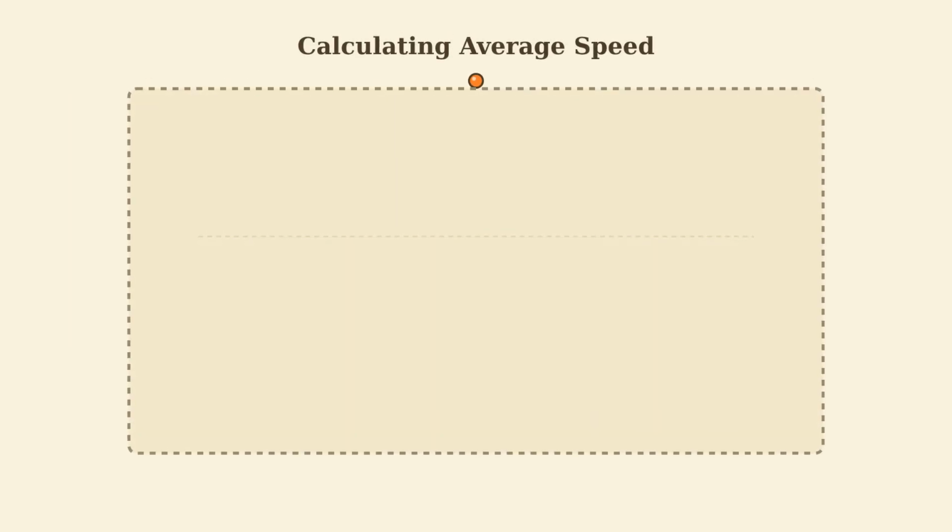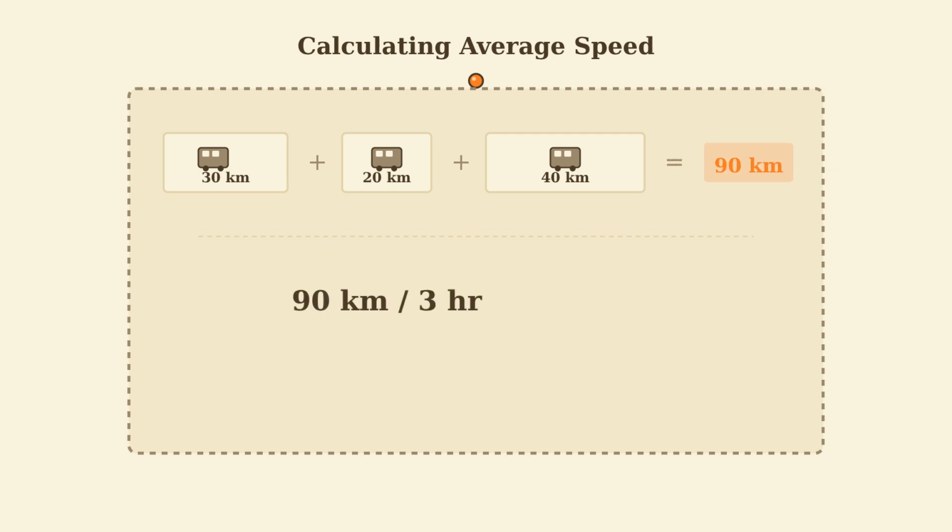For non-uniform motion, we calculate average speed instead of a single constant value. Suppose a bus covers 30 kilometers in the first hour, 20 kilometers in the second, and 40 kilometers in the third. Add these up to get 90 kilometers, divide by 3 hours, and the average speed comes out to 30 kilometers per hour.